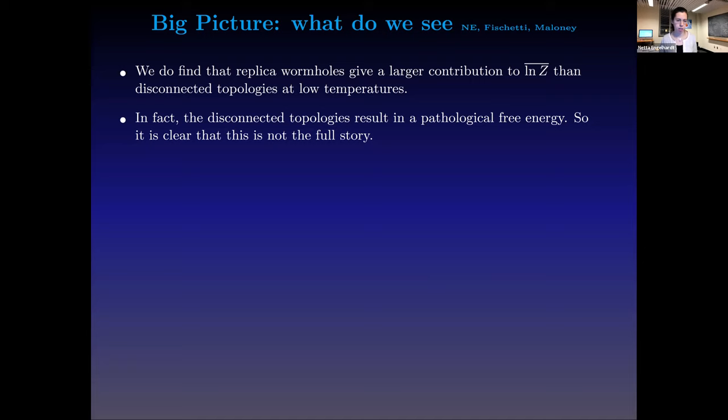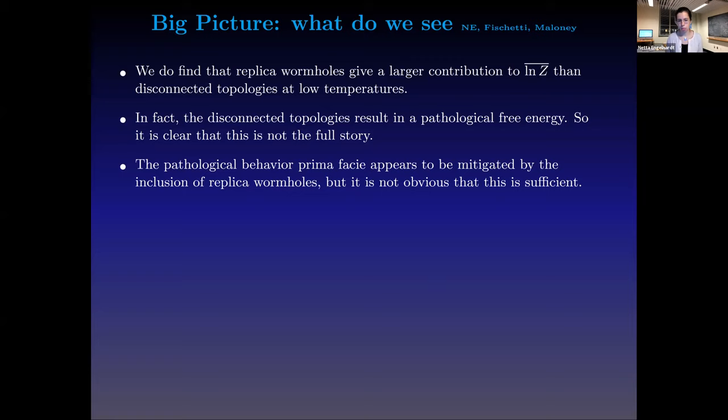Now, the pathological behavior, this non-monotonicity, prima facie appears to be mitigated by the inclusion of replica wormholes. Now, what does that mean? It means it's not as bad. The non-monotonicity appears to be getting flatter and flatter. But because we're not able to do the calculation fully analytically, and I'm going to say more about that in a minute, it's not obvious that this is actually going to be sufficient.